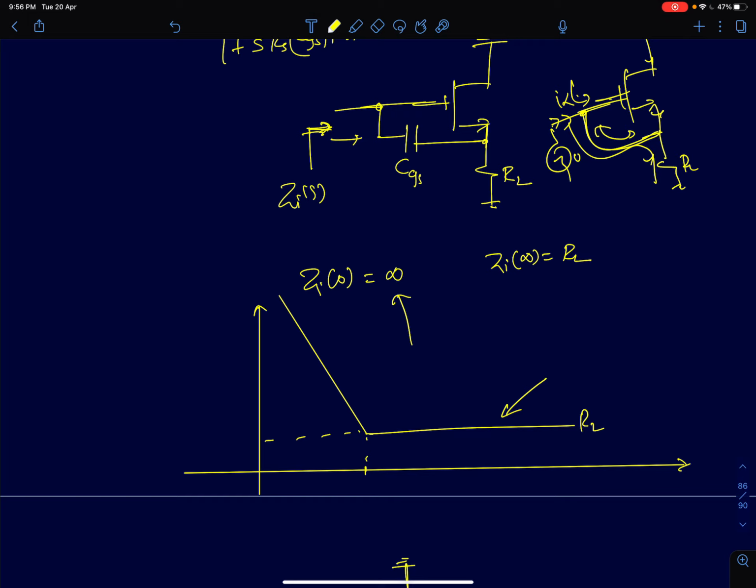So this is how the input impedance behaves: at low frequencies it will be infinity, at very high frequencies it will be RL itself. What is the exact expression? I will derive it in a few moments using some interesting approximations.